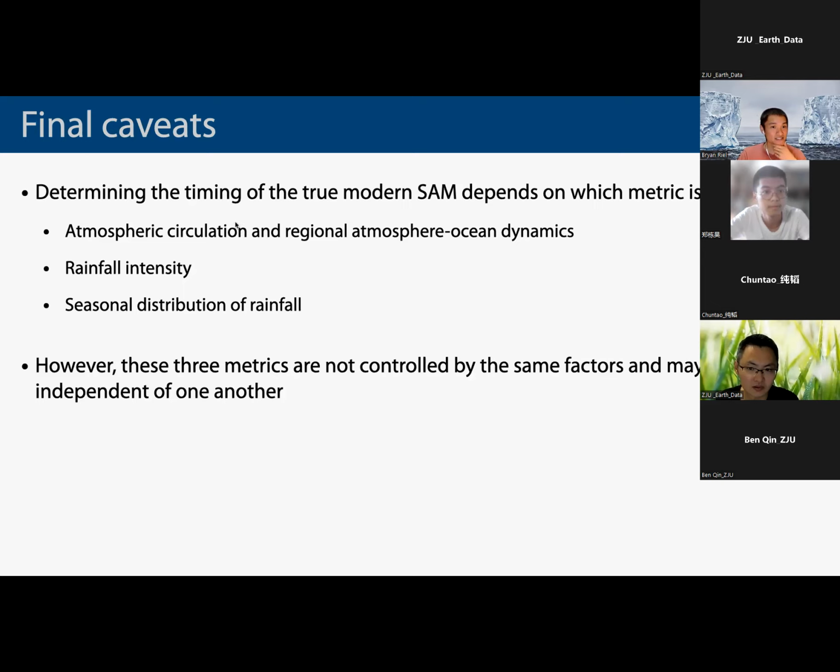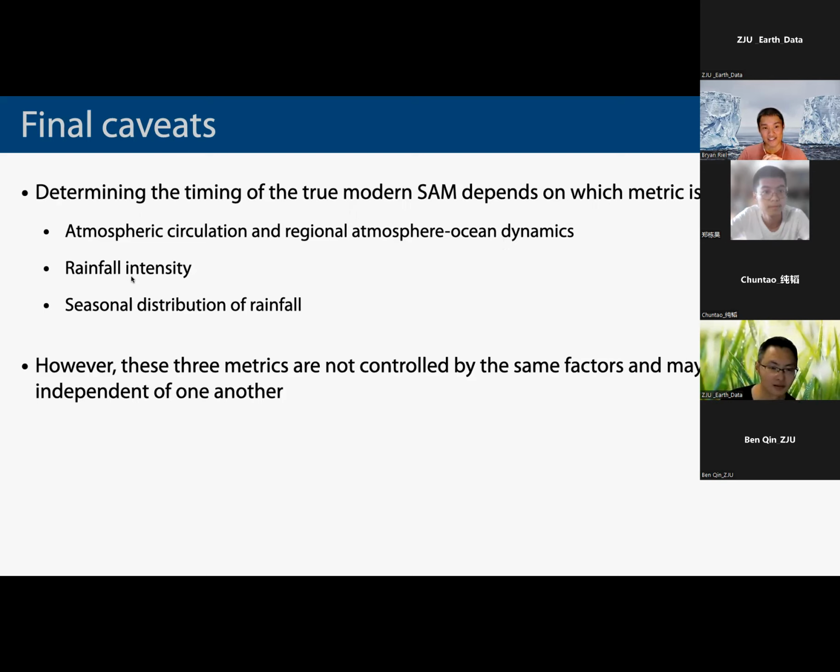So, final caveats. This is something that they talked about at the end of the paper, but determining the timing of the true modern SAM depends on which metric you use, which makes sense. If you look at atmospheric circulation and regional atmospheric ocean dynamics, which is pretty much what they're looking at here, that will tell you one story. Rainfall intensity would tell another story. So if you were looking only at rainfall intensity, then you would think, oh, okay, the formation of the Himalaya-Tibetan Plateau, that's the key thing.